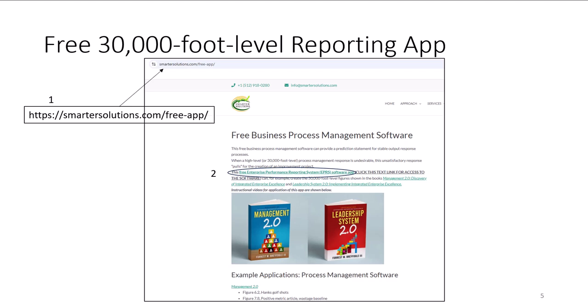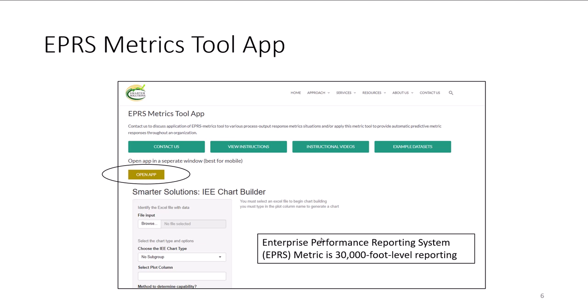After following the free app registration process and signing in, the following will appear. The green tabs provide app instructions and example data sets. Clicking on the Open App button will open the app. This 30,000-foot level reporting app is called EPRS Metrics Tool App. EPRS is an acronym for Enterprise Performance Reporting System.